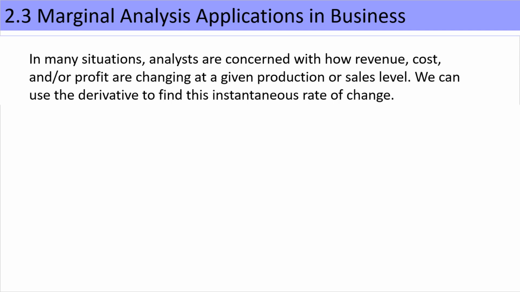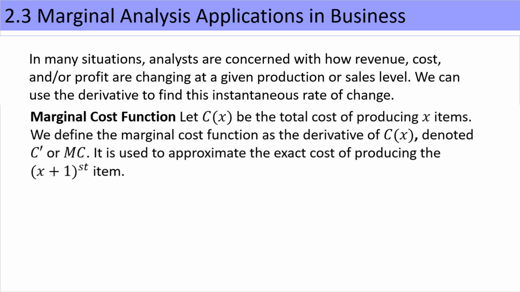We define the marginal cost function. Let C of x be the total cost of producing x items. We define the marginal cost function as the derivative of the cost function C of x, denoted either C prime or MC. It is used to approximate the exact cost of producing the x plus 1st item. That is, if x is 100, then we use it to estimate the 101st item.